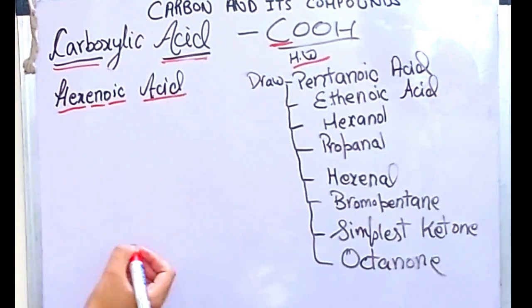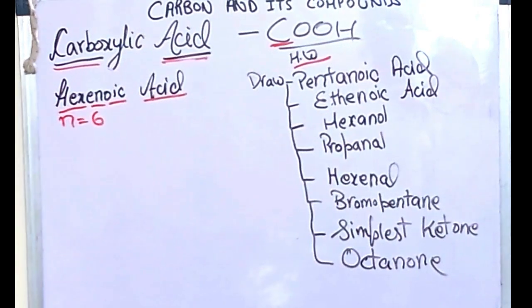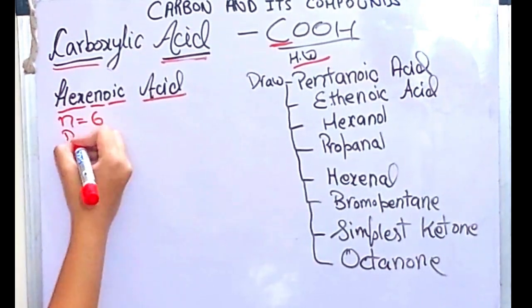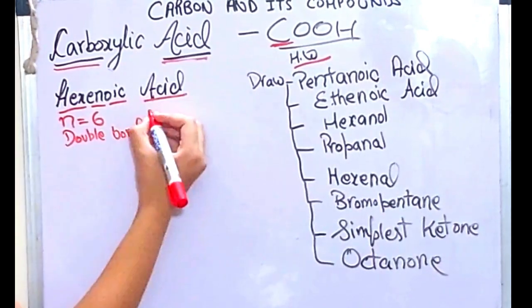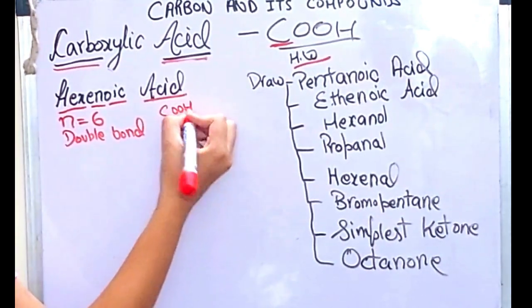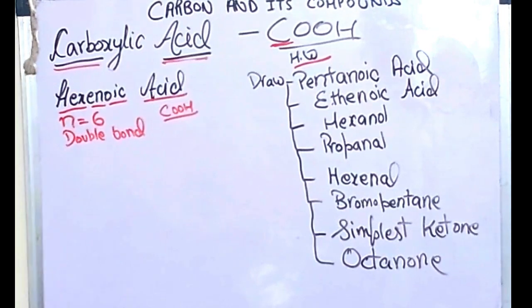Hexenoic acid. Hex means n is equal to 6. En means double bond. And oic acid means COOH as your functional group. Right? Now how will you draw?